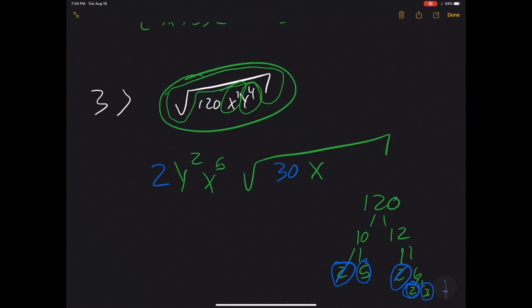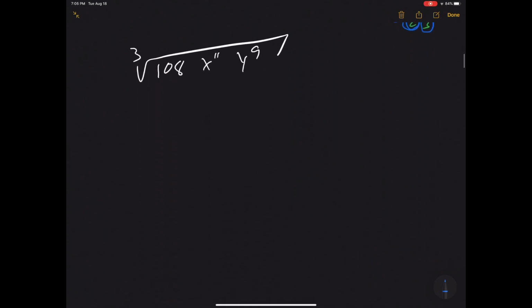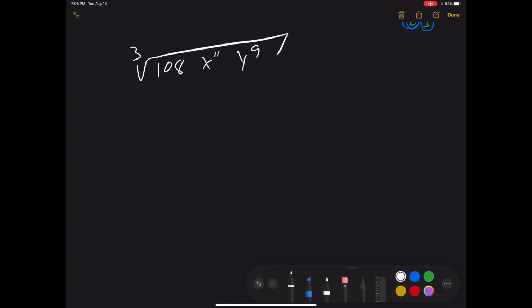And this is my answer. I have a 30 left on the inside, I have a 2 on the outside, a y squared on the outside, an x to the 5th on the outside, but 1 x stayed inside. And I follow that same rule with the next one. This is a y to the 9th. I just have very bad handwriting.